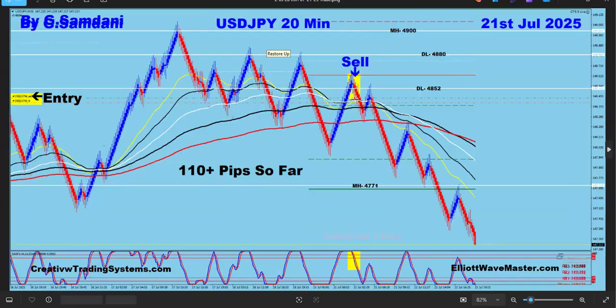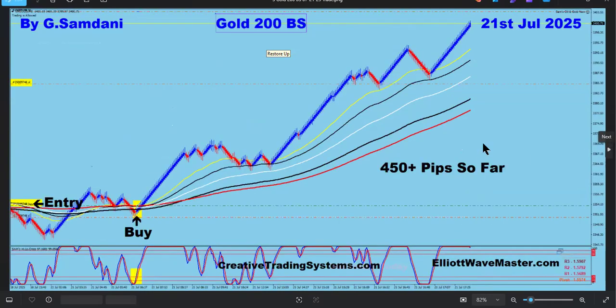All right, and this is the second trade, USD yen on the 21st from here to here, 110 pip. And this one, gold again going to the upside from this entry, same day. And this is Umar's computer trade from his computer, 450 pip. This entry right there, right?